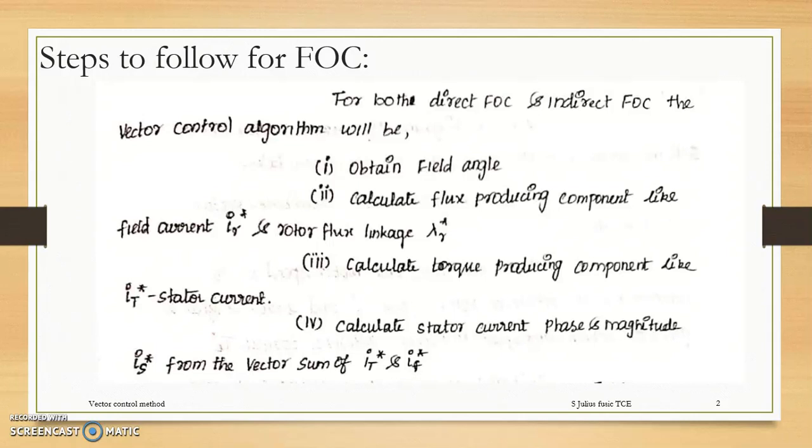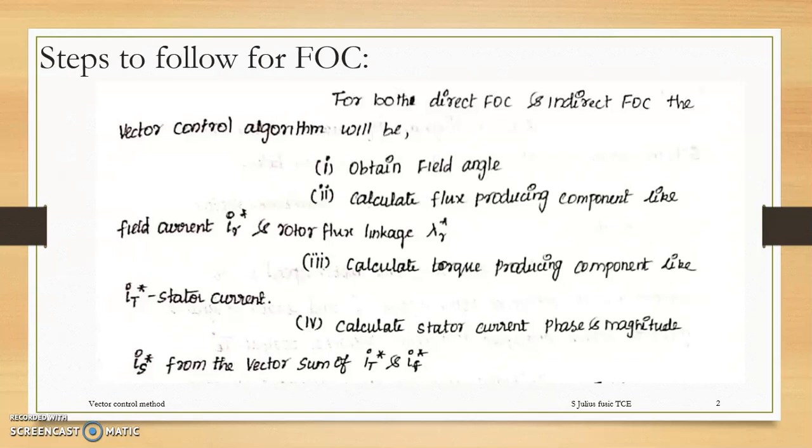The first step, we have to obtain the field angle, which is denoted as theta f. Second step, calculate the flux producing components like the field current or rotor current and the rotor flux linkage, because the rotor flux linkage is directly related to your electromagnetic torque.